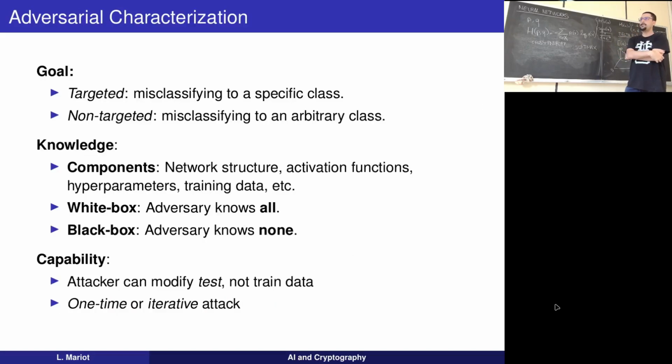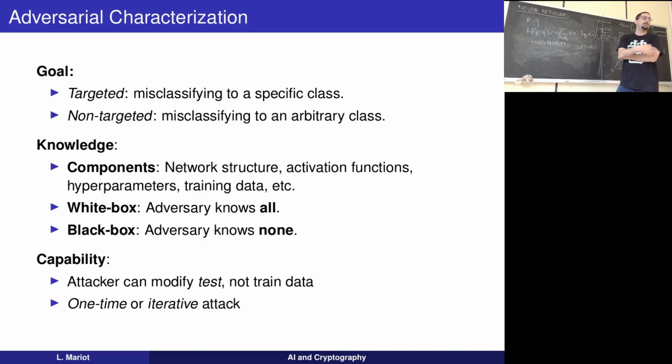So for characterizing the adversary in our threat model, similarly to the adversarial model in cryptography, we have to consider what is the goal of the adversary, what is his knowledge, so what kind of information he has at his disposal, and what are his capabilities, in particular in terms of computational resources.